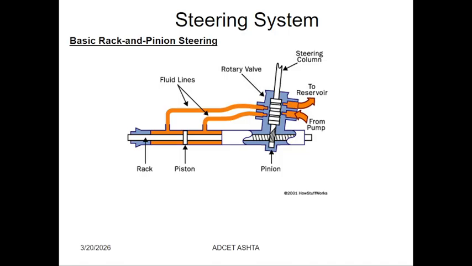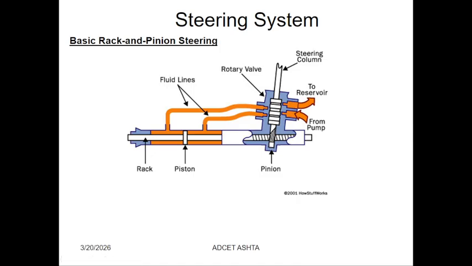Next is the fluid line, the rotary valve from the steering column to the reservoir from the pump. This pump is connected to the steering rotary valve. The rack and pinion we can apply with the help of moving motion. So in the basic rack and pinion steering, the steering moves with the help of fluid. This fluid comes from the pump, and it is used for cooling purposes and motion purposes with the help of the rack and pinion motion.